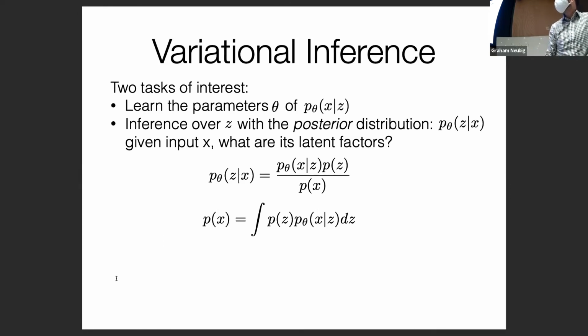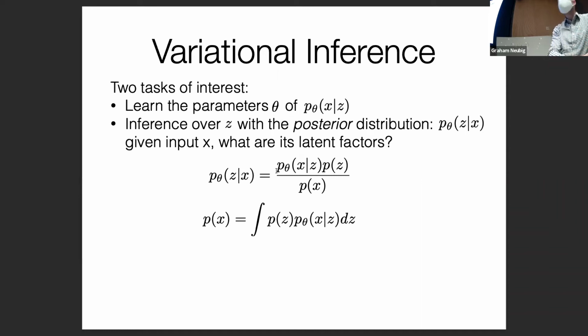So here we have two tasks of interest. The first task is to learn the parameters theta of this P of X given Z. However, another thing that we might want to do is, given a particular X, we would like to know the latent variables that would give you a high probability of X, essentially. Or that have a high probability here. And the way we can calculate this is using Bayes' rule.